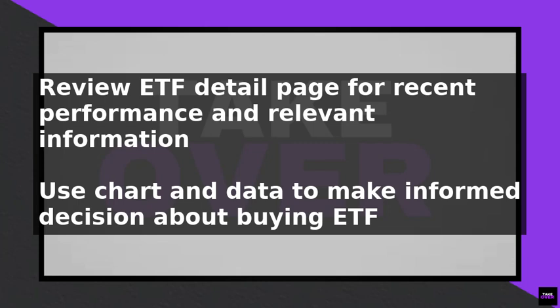To place a buy order, tap the trade button at the bottom of the screen. Choose the type of order you want to place, such as a market order or a limit order. A market order will execute immediately at the current market price, while a limit order will only execute if the ETF reaches a certain price. Enter the number of shares you want to buy, and review your order to ensure everything is correct.